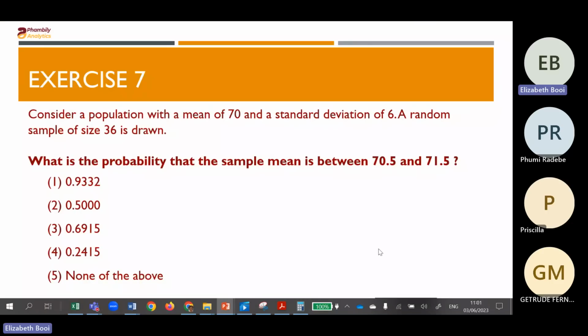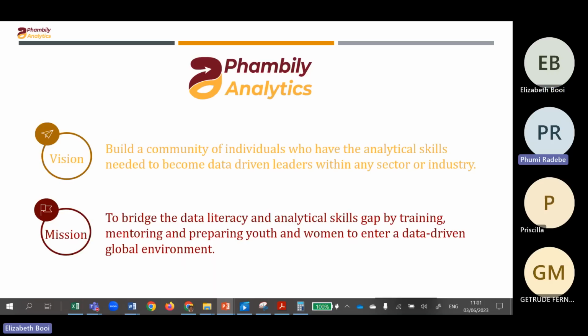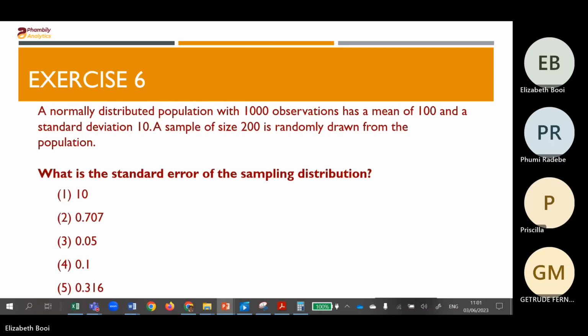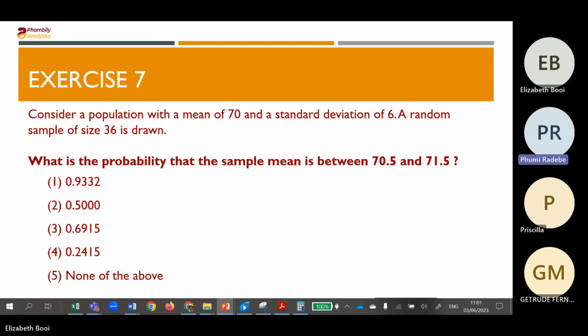And likewise, Lizzie, can I have question 6, please? Sorry. Thank you. Okay. Get question 7. I got 7. Thank you. Okay.